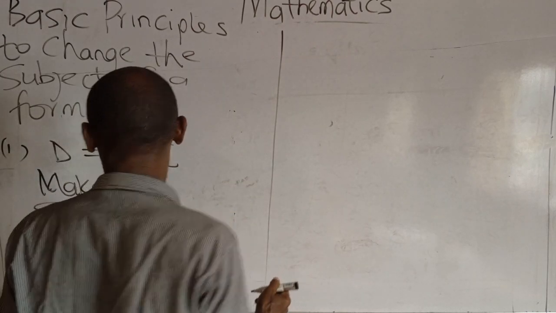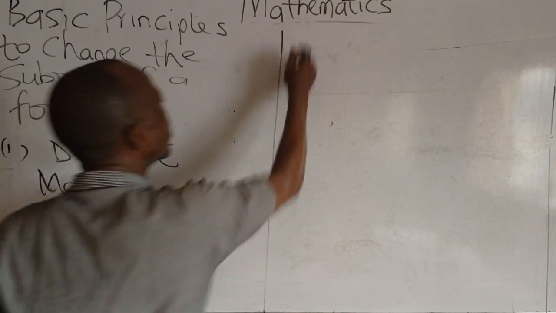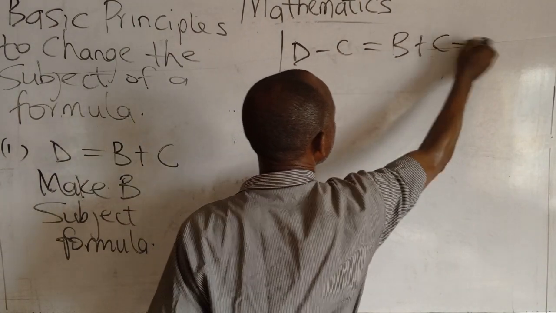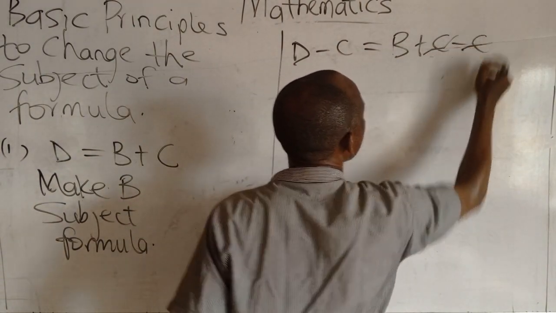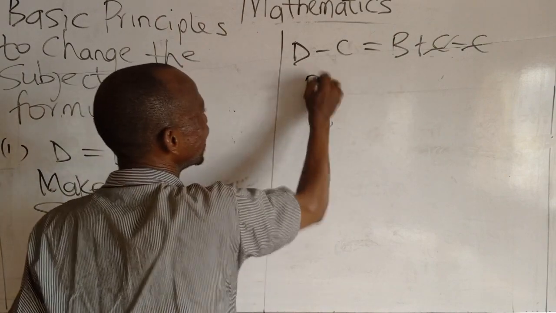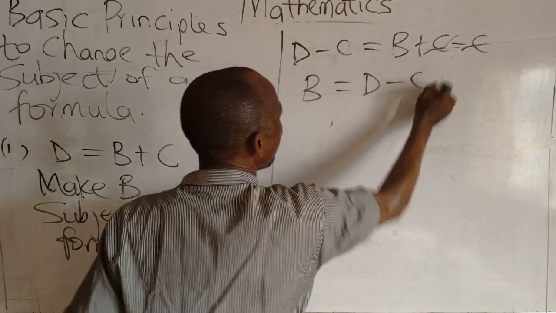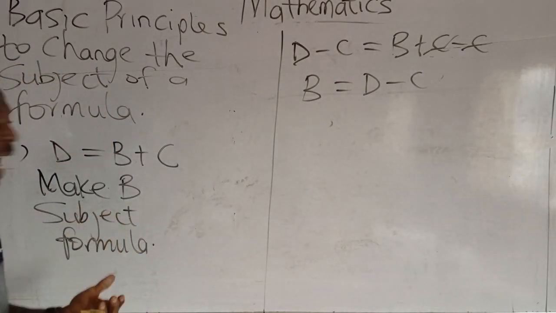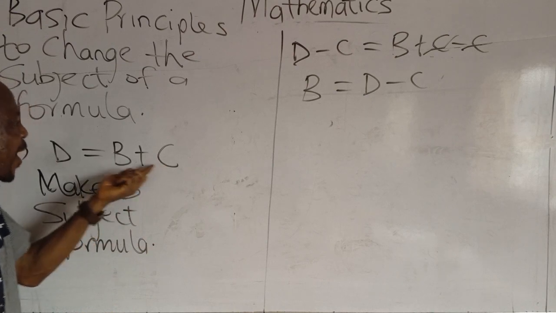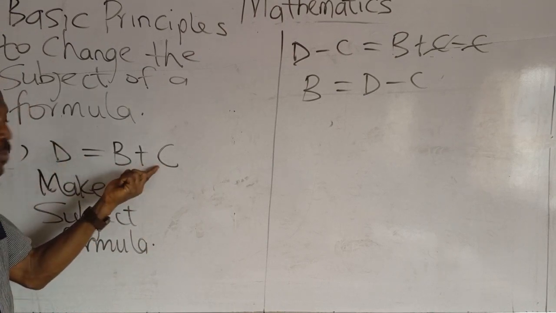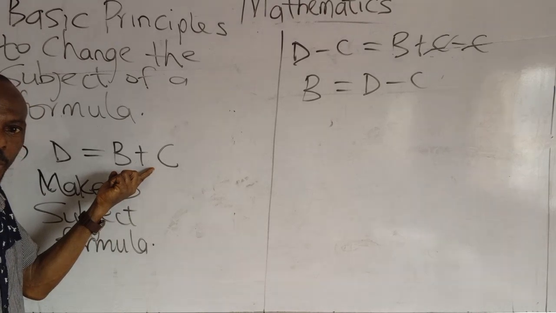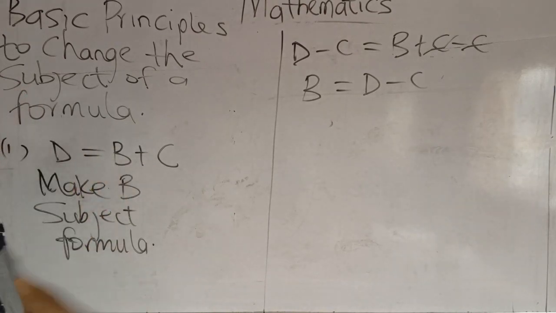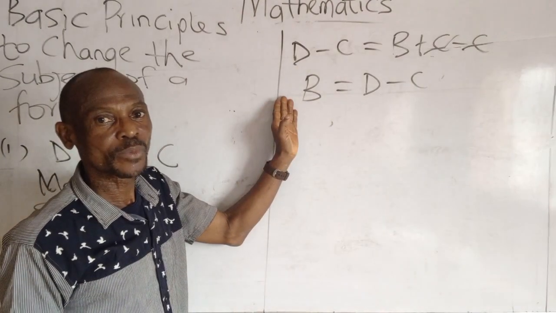So we now say, subtract C from both sides of the equation. We have D minus C is equal to B plus C minus C. They cancel off. So we now have B is equal to D minus C. This simply means, in ordinary terms, that when a letter crosses the equality sign, its sign changes. Because C is carrying positive here, the sign changes to minus when it comes to the other side.